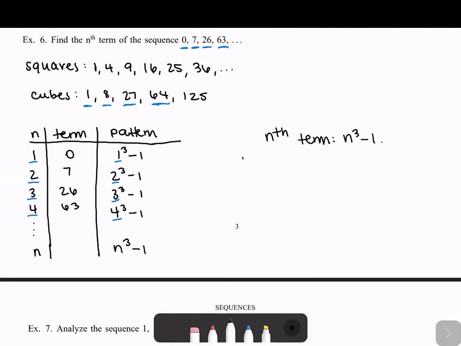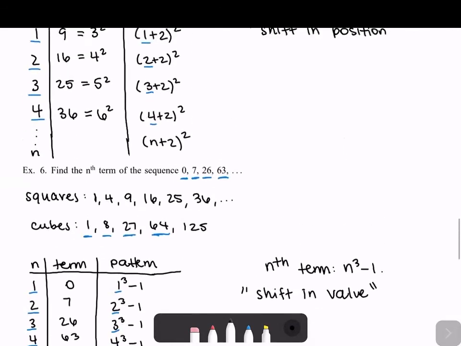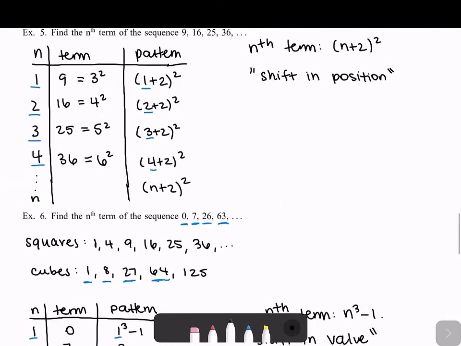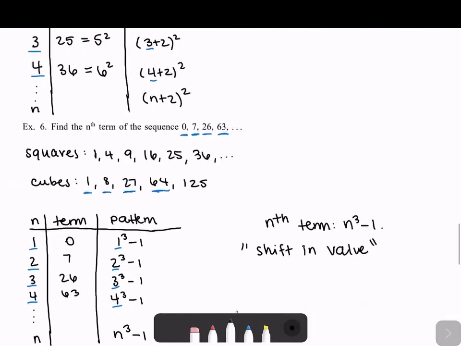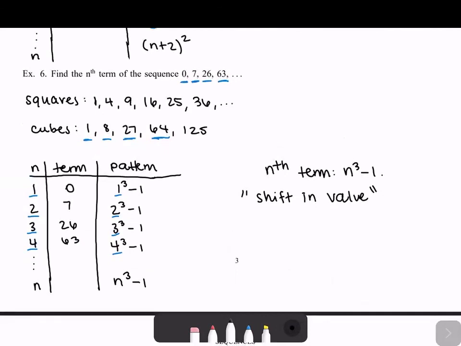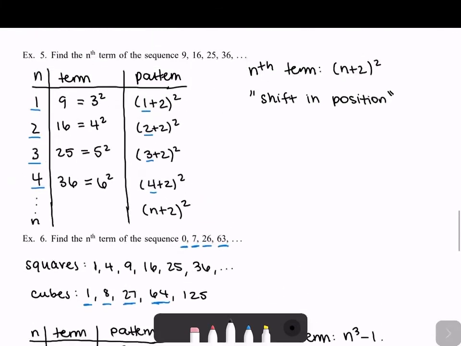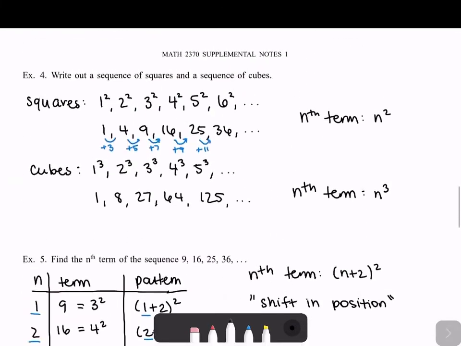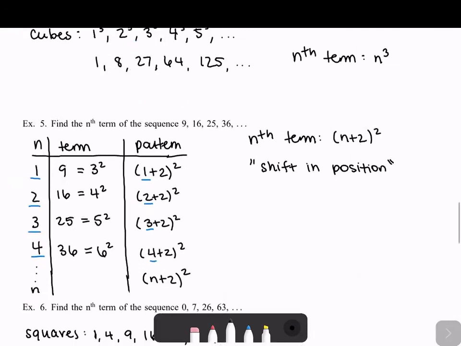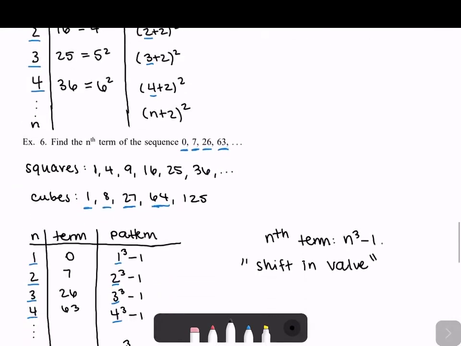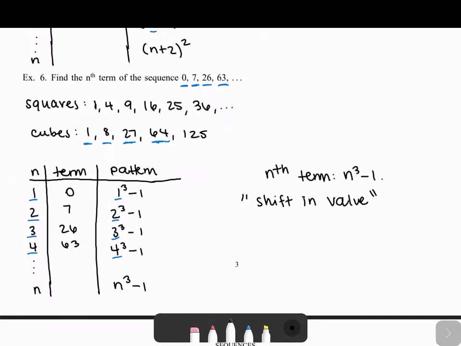And so this one I'm going to call a shift in value, because we didn't shift on the n directly. We cubed the n and then shifted the value, whereas in this example, we changed what we squared. We didn't change what we cubed down here, we just shifted the value after we cubed it. Okay, so these are our examples of sequences of cubes and squares. So you should be able to recognize these over time. They're going to come up, and you should be able to identify eventually these different shifts. But that is all for our third video.